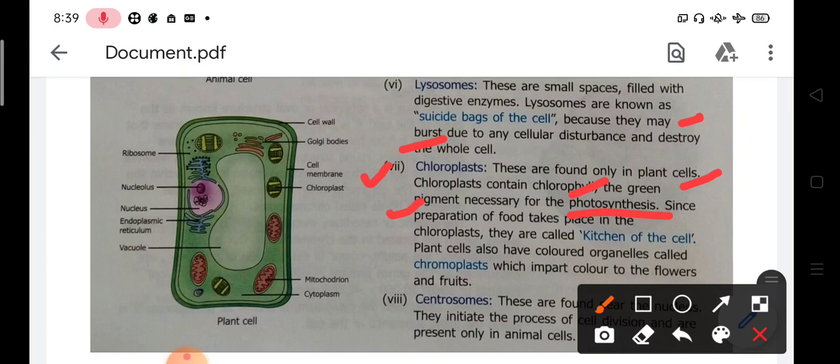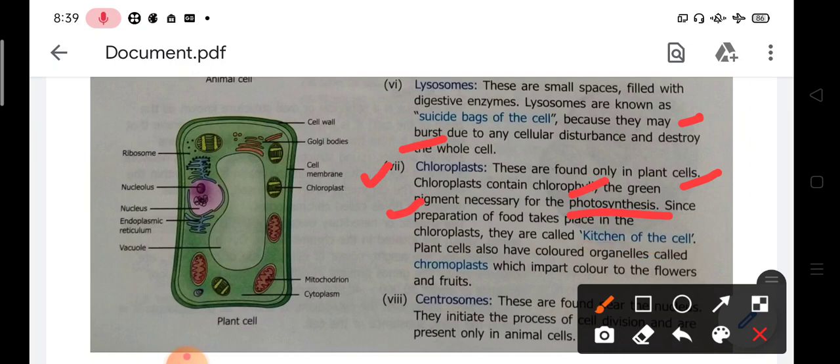Okay, that's why chloroplasts are called the kitchen of the cell, because they are doing photosynthesis, and by photosynthesis plants are able to make their food. So we call chloroplast the kitchen of the cell.